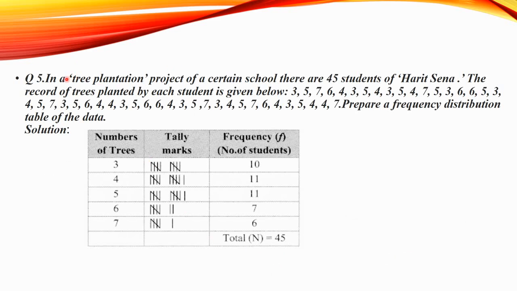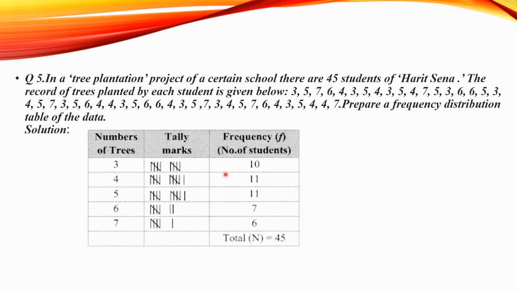Question number 5. In a tree plantation project of a certain school, there are 45 students of Harit Sena. The record of the trees planted by each student is given in the question. We have to prepare a frequency distribution table of the data. So for the number of trees, 3 trees, the number of students who planted 3 trees is 10.